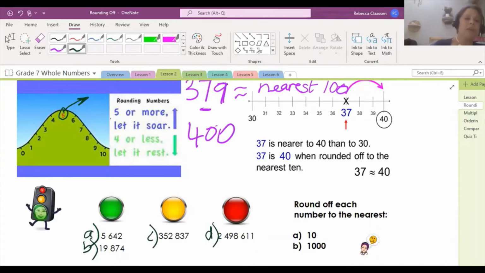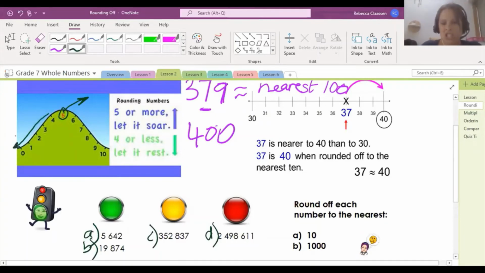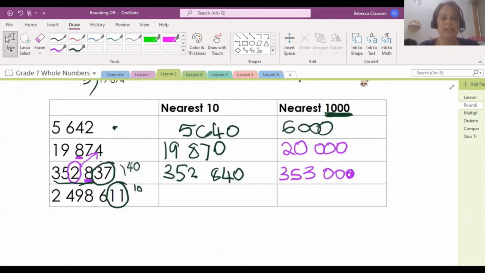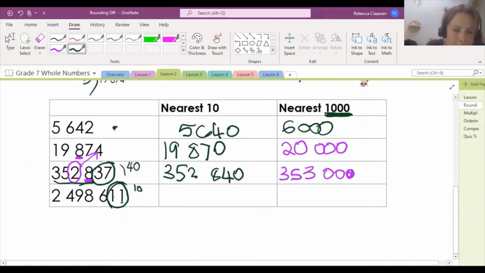Okay. If the number's 4, it's going to go back down the hill. It's just going to stay at the 10 that it's at. So it's going to stay 30, or it will stay whatever your 10 is. In our example, we had 11. And the closest one, because our digit was 1, it's just going to go back to the 10. Okay. Does that help a little bit? I'm going to pop in the chat if that helps a little bit.